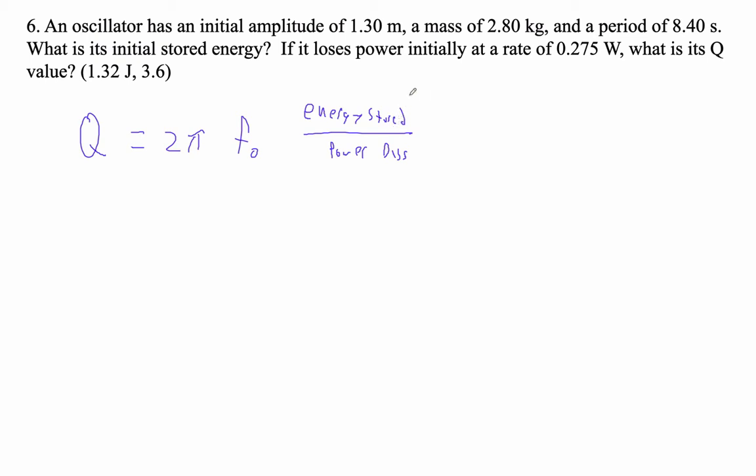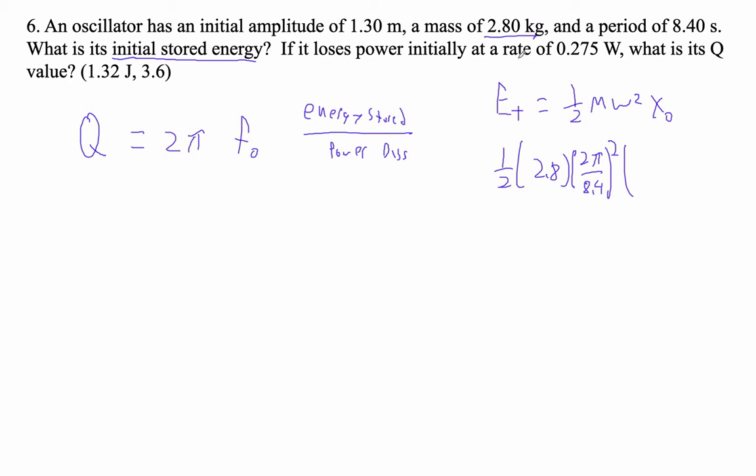So let's see. Energy stored is going to be the initial stored energy here, right? So we're going to use the total energy is 1/2 m omega squared x naught squared. So let's do that. That's the first thing, right? So 1/2, our mass is 2.8, right? Our omega is 2 pi over 8.4, and that's squared, right? And our x naught is 1.3.